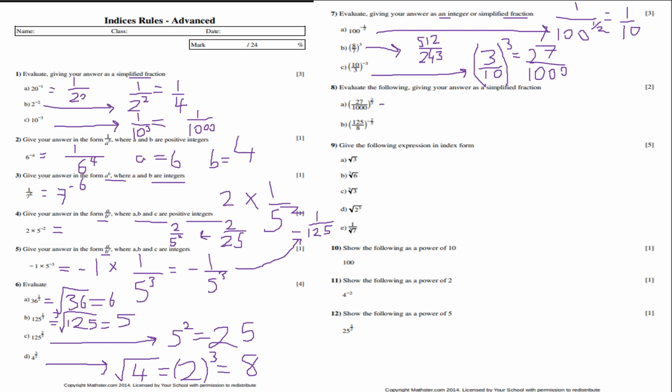Question number 8. Working this out as a simplified fraction, I'm going to take the cube root of this fraction and then square my answer. The cube root of 27 is 3, the cube root of 1,000 is 10, and then I'm going to raise it to the power of 2. So the answer that I get will be 9 hundredths.